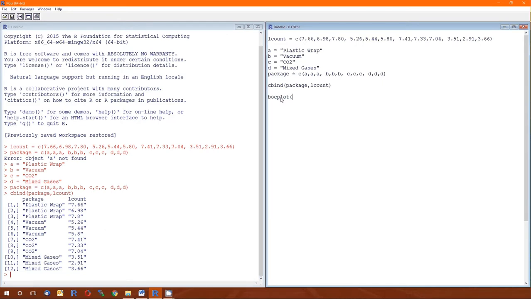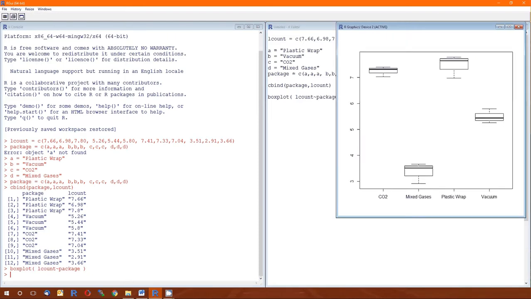Next thing I would like to do is to look at the data. So I'm going to use the function boxplot to create a boxplot. We're going to give it a formula. Formulas are always of the form dependent variable tilde independent variable.